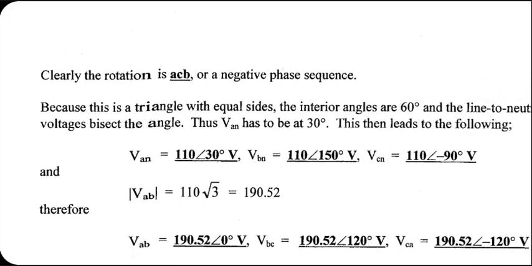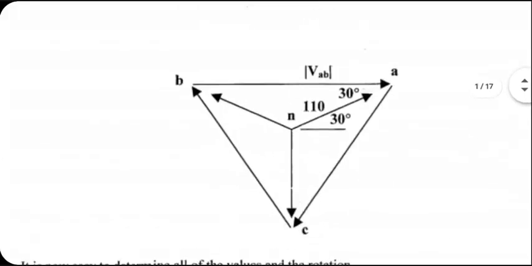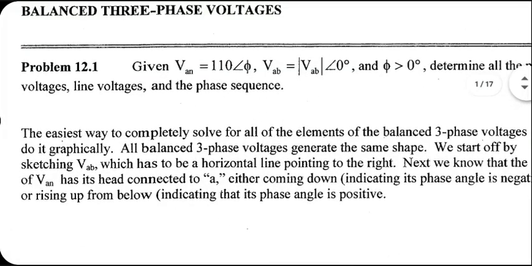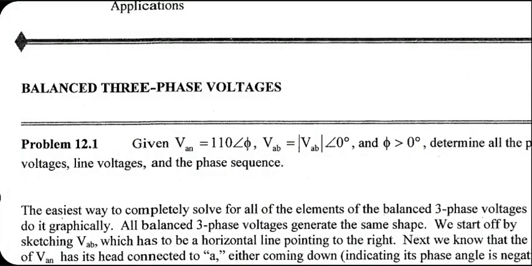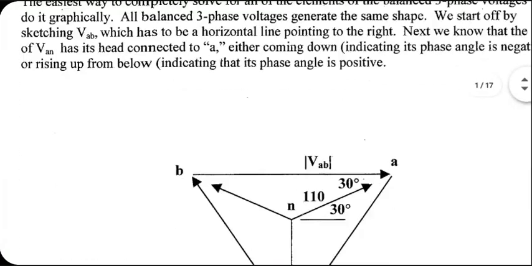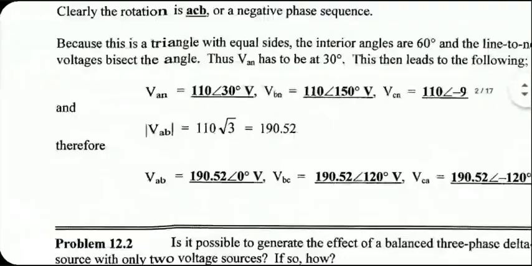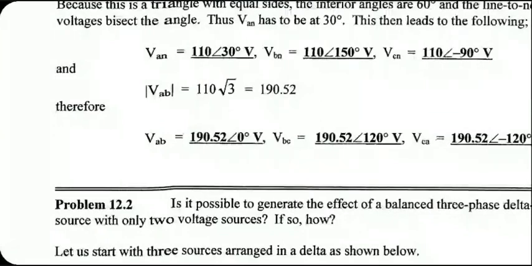But once you have figured out VAN, the other two are very easy to figure out. Yeah, actually it should be minus 30 degrees. It cannot be plus 30 degrees. We know, if you go back to the analysis that I've done, that VAB has plus 30 degree phase angle compared to VAN. So if VAB is taken as a reference, VAN should have minus 30 degree angle. So it should be 110 volt minus 30 degrees.